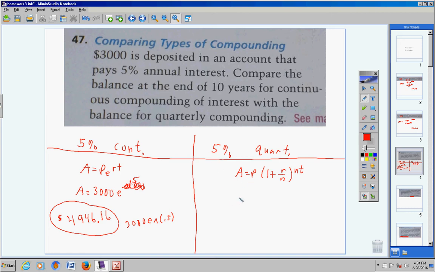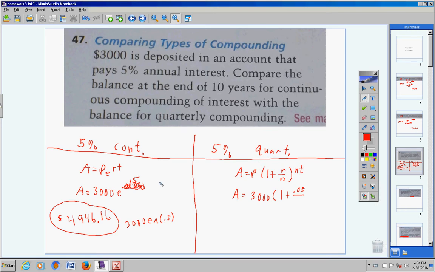First of all, A is your ending balance, your ending amount. B is your starting amount or your principal, 3,000. Over here we have 1 plus, now R of course is 0.05, 5%. N is the number of compoundings in 1 year. Since this is compounding quarterly, that means 4 times a year your interest will be found, and that's good.